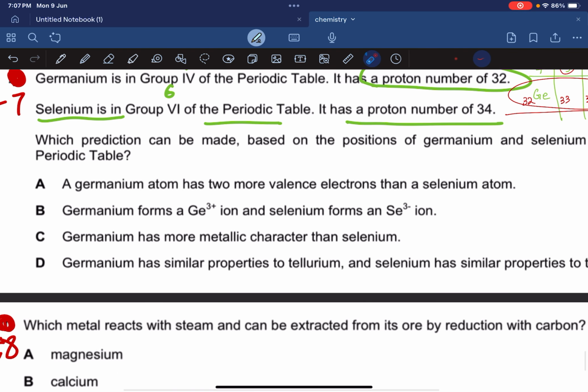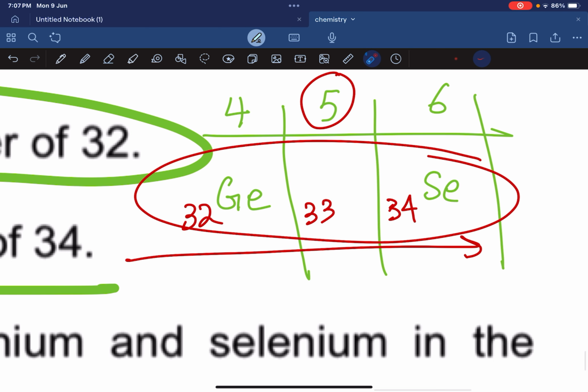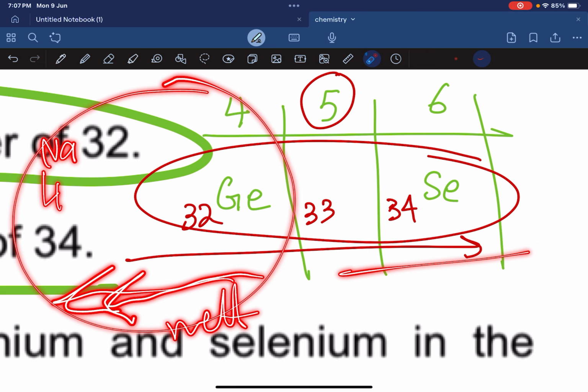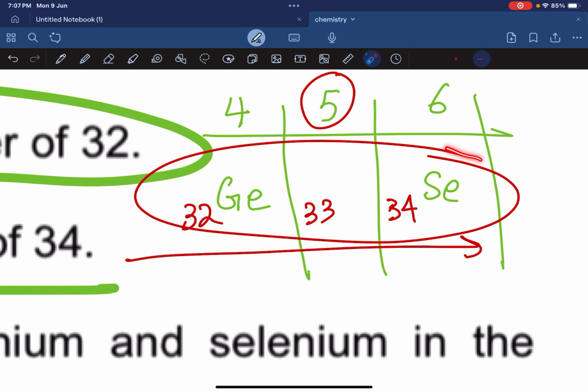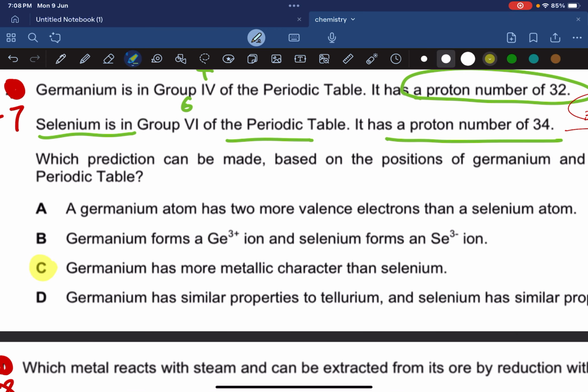Option C: germanium has more metallic character than selenium. That's correct, because the more you are on the left side of the periodic table, the more metallic you are. Over here on the left side you have sodium, lithium. The more on the left, the more metallic. The more on the right, the more non-metallic you get. So selenium is more non-metallic, and germanium is more metallic. So it's going to be option C.